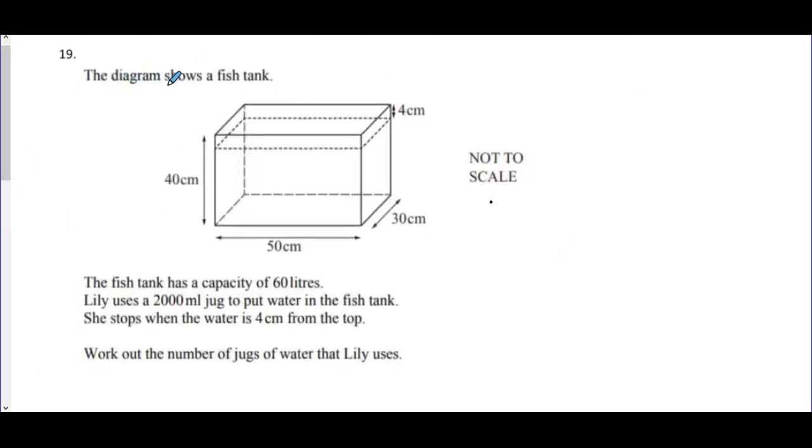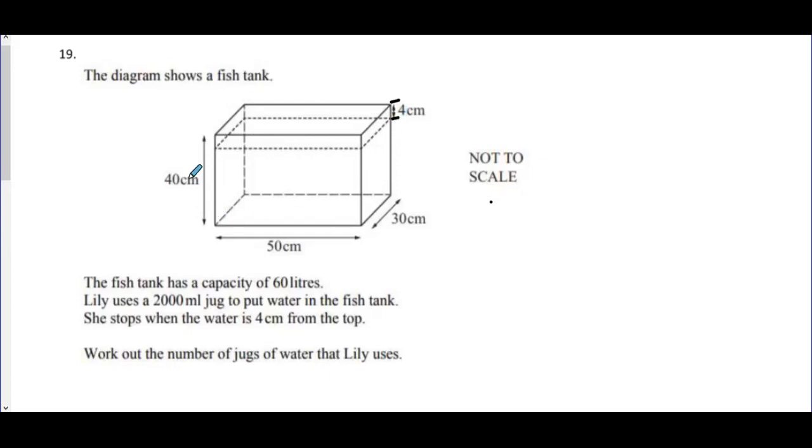So I have this question here. The diagram shows a fish tank. The fish tank has a capacity of 60 liters. Now, Lily uses a 2,000 milliliter jug to put water in the fish tank. She stops only when the water is 4 centimeters from the top. So Lily is putting water into this fish tank, and she is going to stop when the water reaches 4 centimeters from the top.